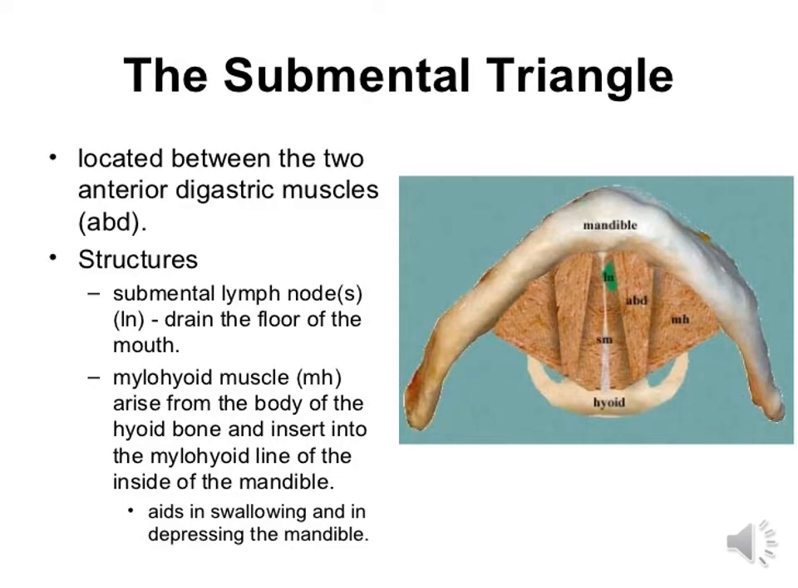The submental triangle is located between the two anterior digastric muscles. Some books call it one triangle, and others call it two triangles separated by the midline. The structure within this triangle, the submental lymph nodes, drains the floor of the mouth. The mylohyoid muscle arises from the body of the hyoid bone and inserts into the mylohyoid line on the inside of the mandible. It aids in swallowing and depressing the mandible.